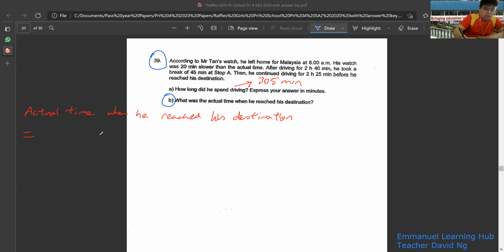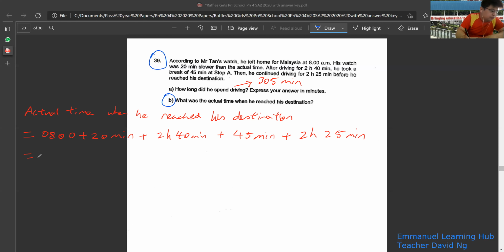The actual time when he reached his destination will be 8 o'clock plus 20 minutes, because his watch is 20 minutes slower than actual time. So you need to plus 20 minutes, plus 2 hours, 40 minutes, plus 45 minutes, the break he took at stop A, plus 2 hours, 25 minutes. Do you understand this concept?